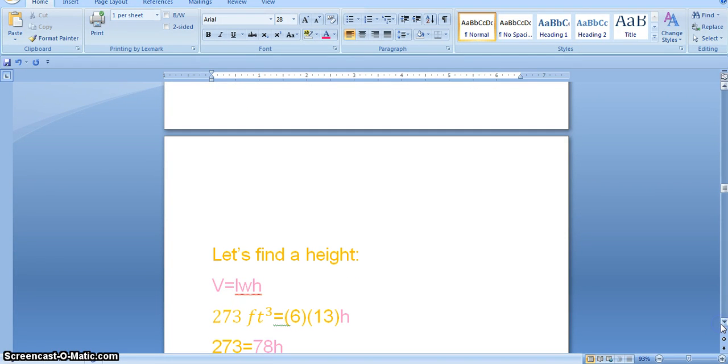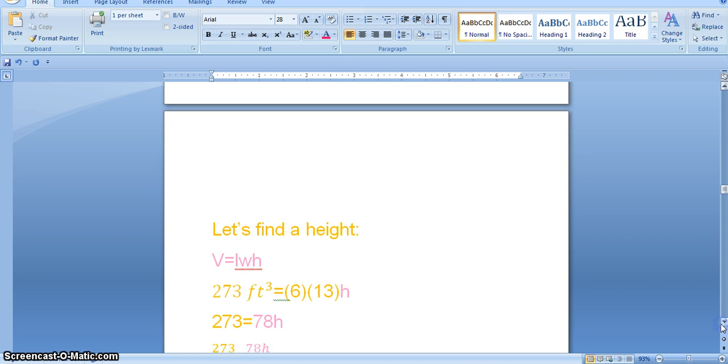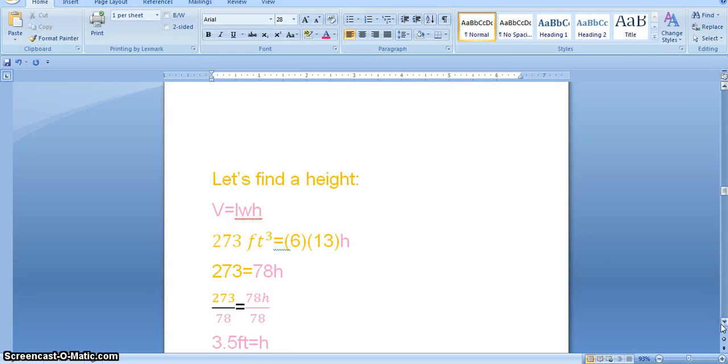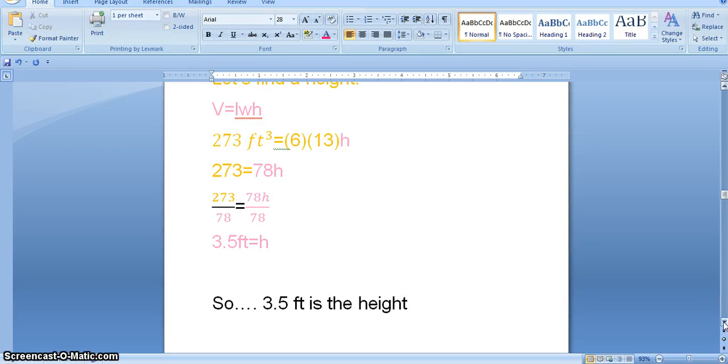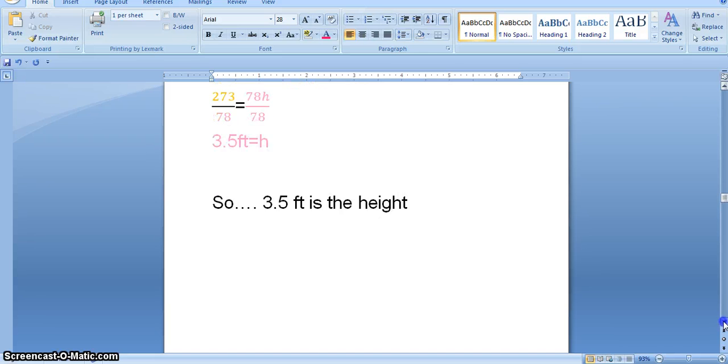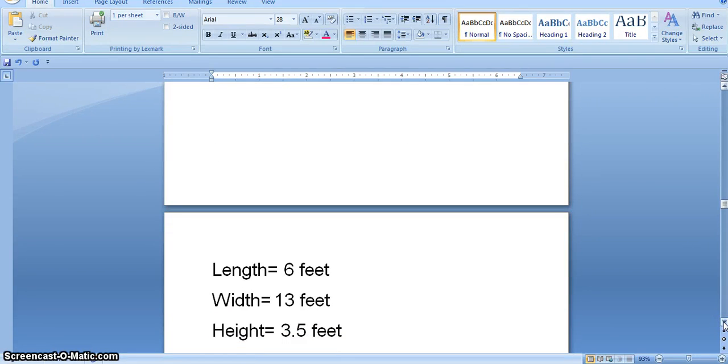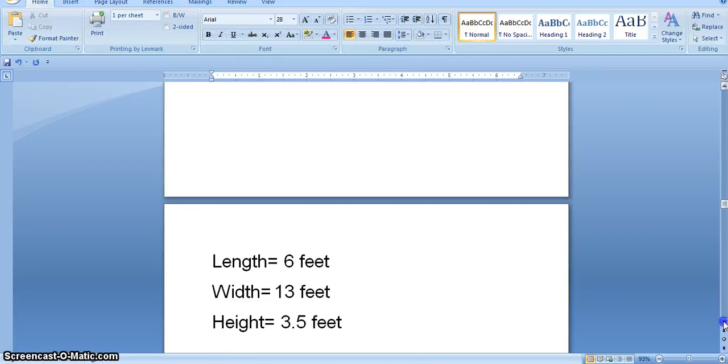So let's find the height. V equals length times width times height. So the volume is 273 feet cubed equals 6 times 13 times height. So 6 times 13 is 78. You divide 78 on each side to get 3.5 feet for the height. So here's all the information that we have for the surface area formula. Length is 6 feet, width is 13 feet, and height is 3.5 feet.